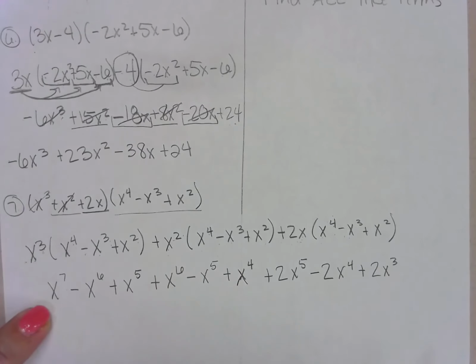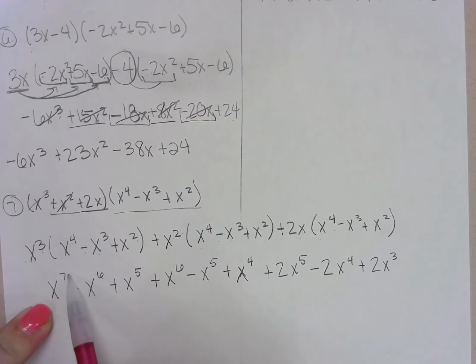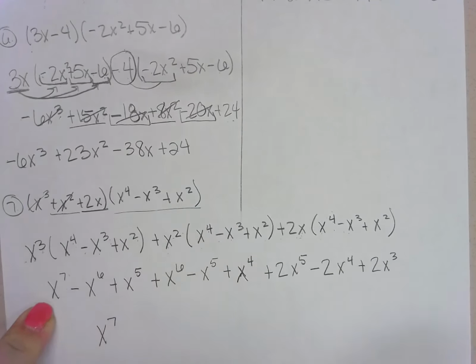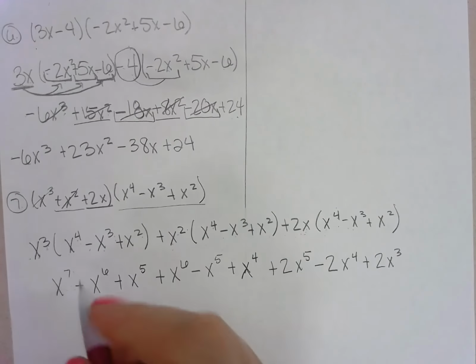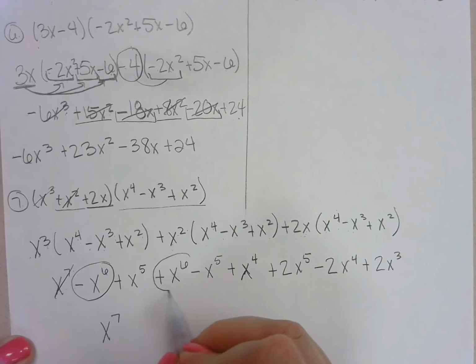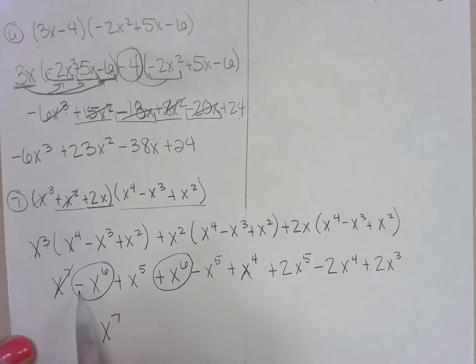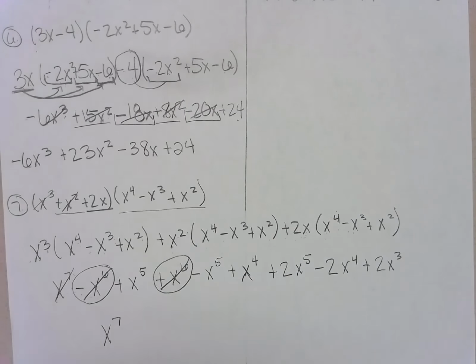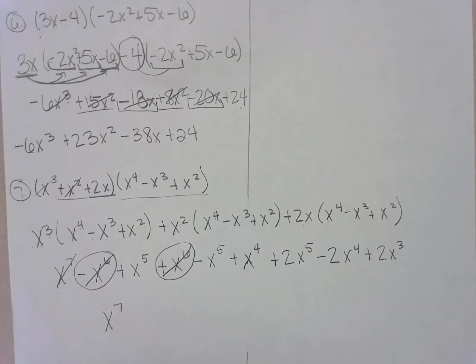So I'm going to start at the beginning. This is x to the seventh. There are no other x to the sevenths here, so x to the seventh goes in my answer. I've used that one. I have negative x to the sixth. I have positive x to the sixth. Those are the only x to the sixths in the problem. Positive 1 plus negative 1 means those two just cancel each other out. They're gone. One of them canceled the other one out. They don't show up in my answer.